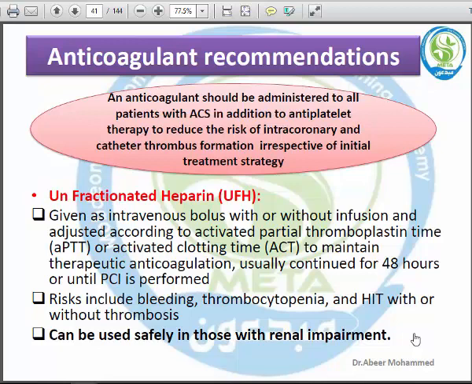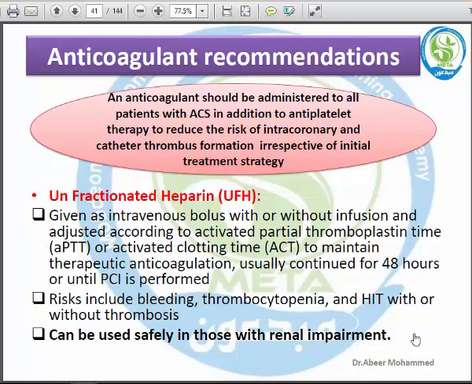Irrespective of the initial therapy, if he received a thrombolytic or fibrinolytic agent, or if the patient had a PCI, or ischemia-guided unstable angina, whatever it is, the patient should receive anticoagulant. For anticoagulants, we have unfractionated heparin or low molecular weight heparin like enoxaparin, and we also have bivalirudin and fondaparinux.